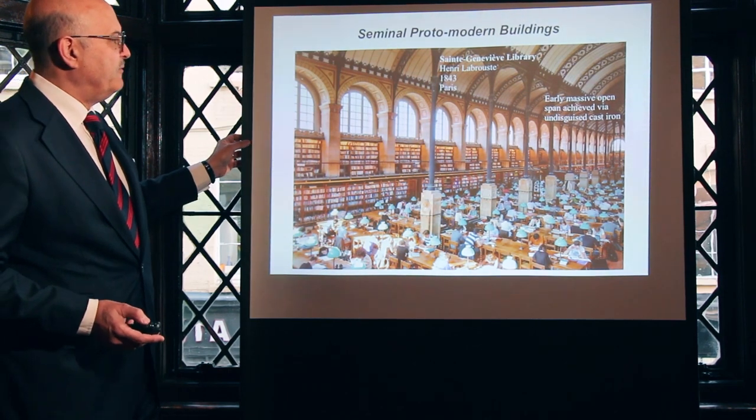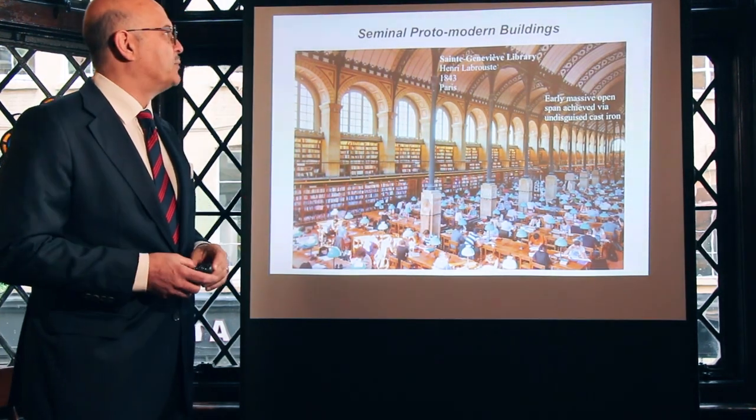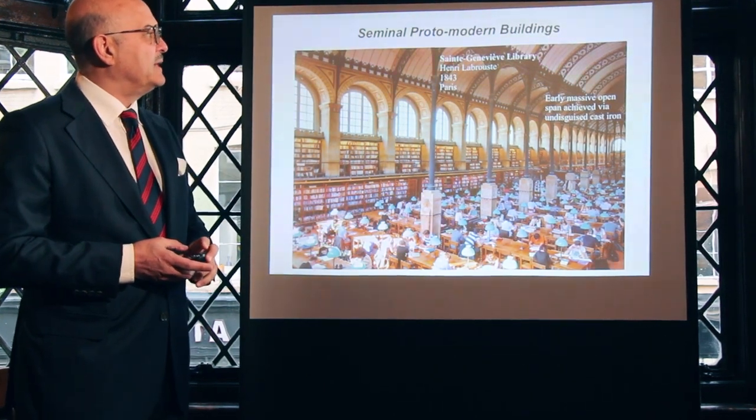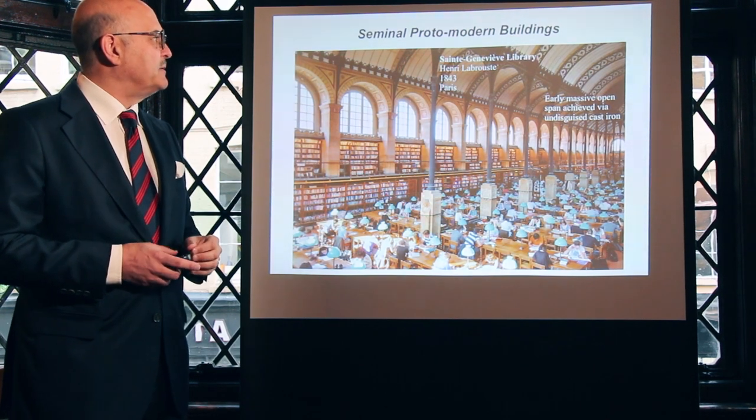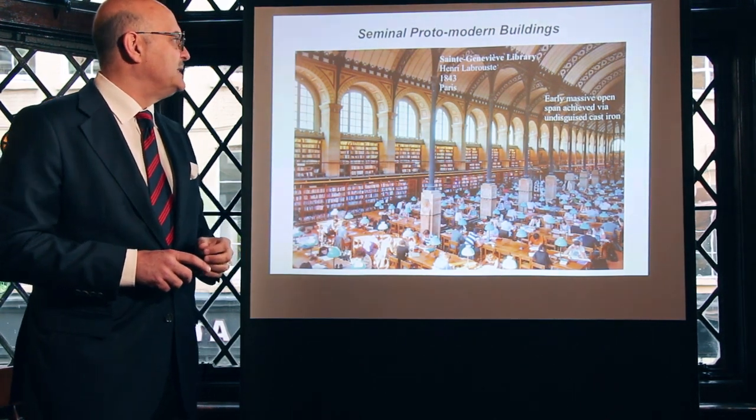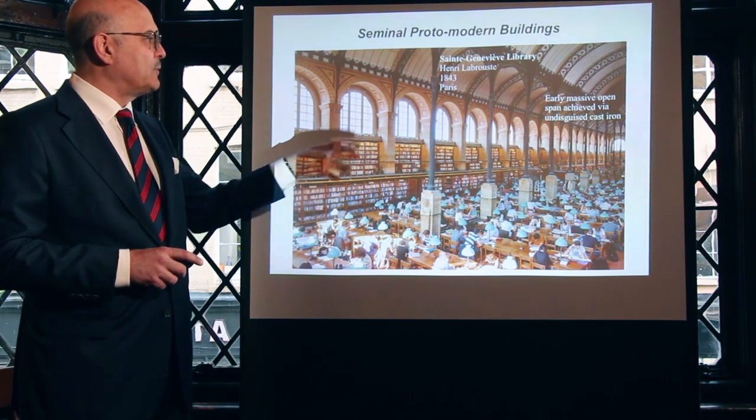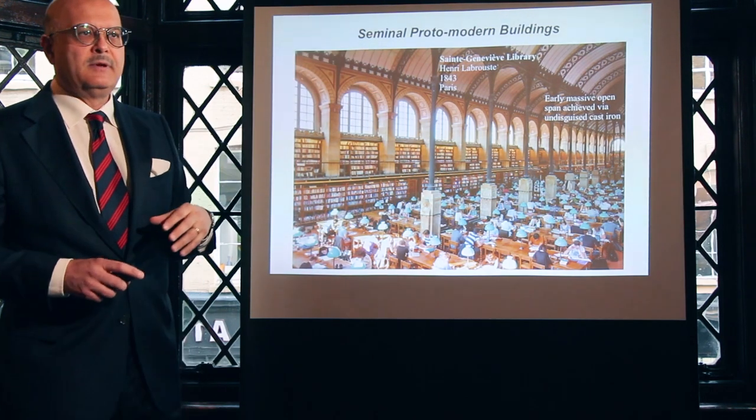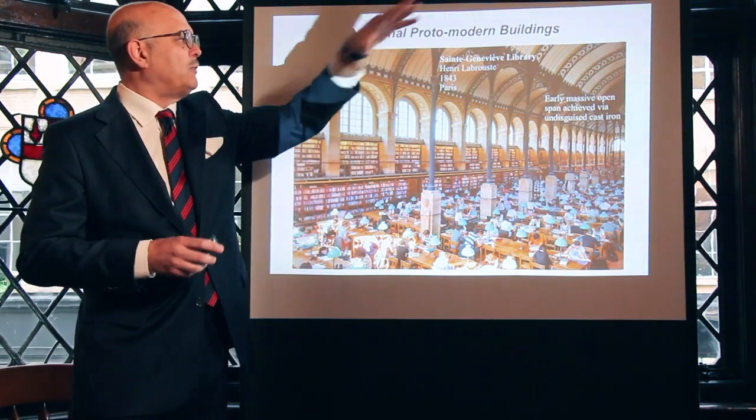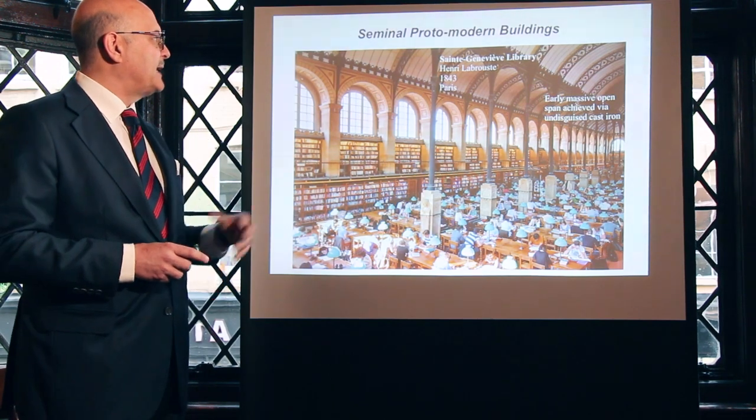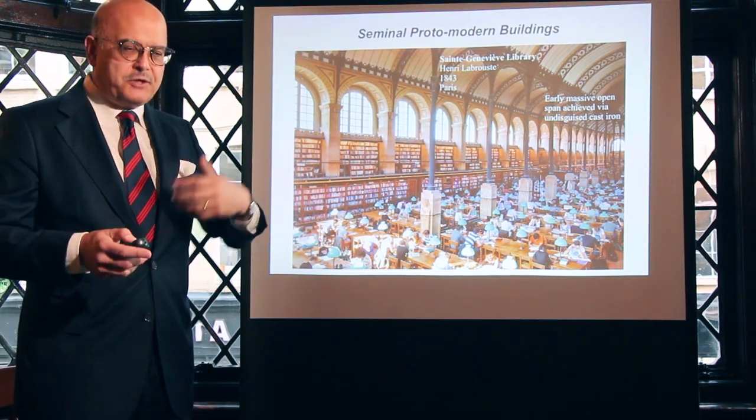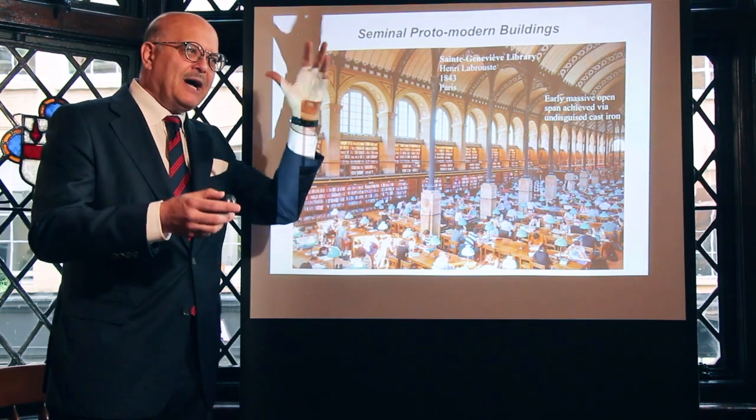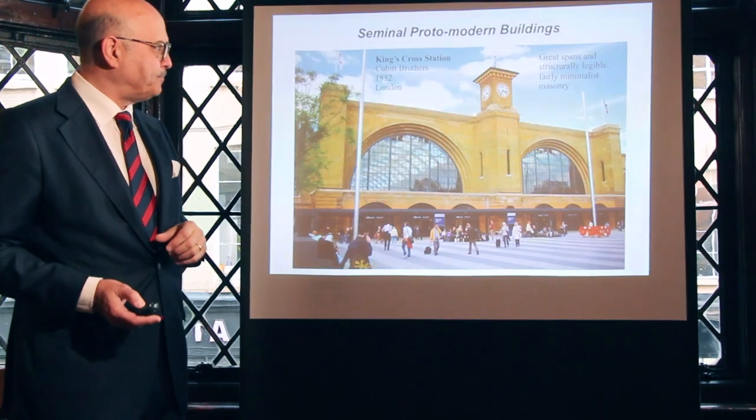And now we'll talk about a few very important or very often quoted proto-modern buildings. This is 1843, so in the first half of the 19th century. That's the Library of Sainte-Geneviève in Paris. Aesthetically, it still recalls some medievalizing aspects, but you can see the cast iron, right? It's very evident, and it's got quite large spans, and the cast iron is actually highlighted. So they're using a new technology in quite a proud way. They're not hiding it behind terracotta or stone cladding or anything like that.